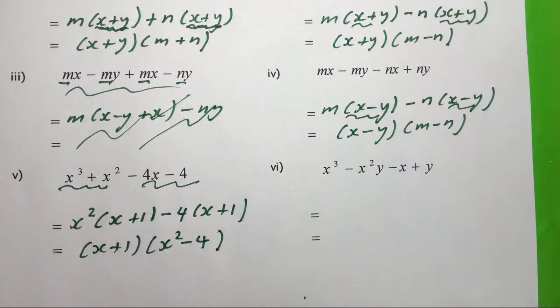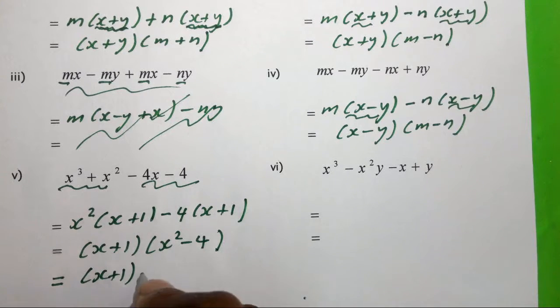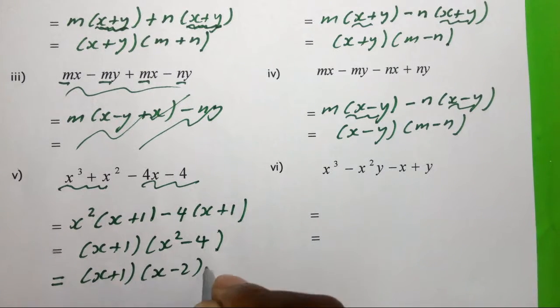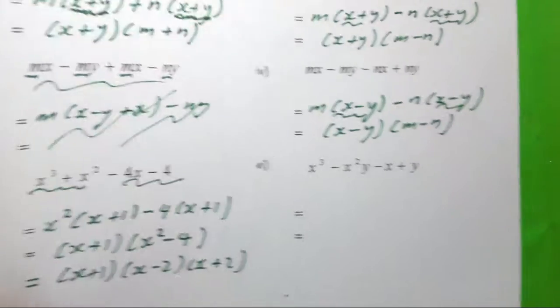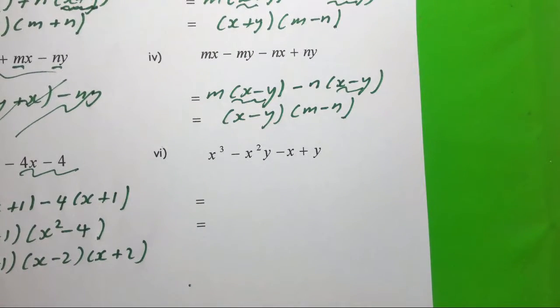Again, still for grouping, you still have to factorize fully. I can still factorize x squared minus 4. So you do that. Equals x plus 1, x minus 2, x plus 2, which is the difference of 2 squares. Okay, good.